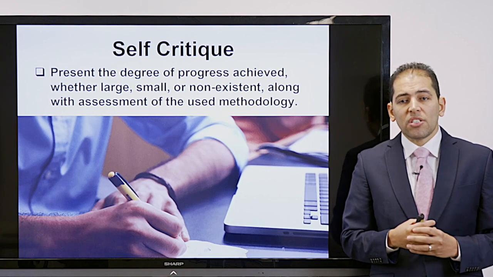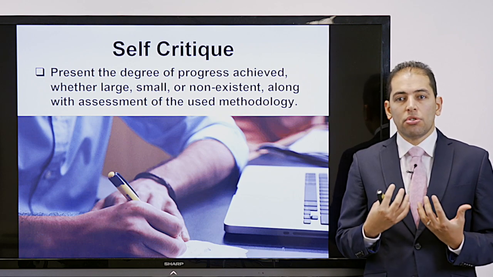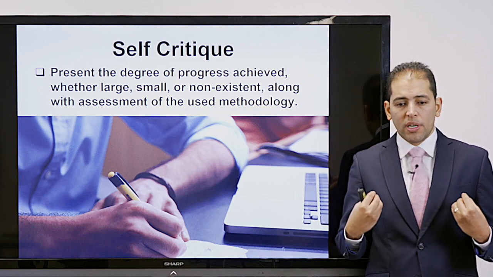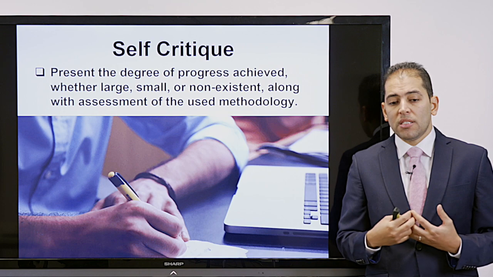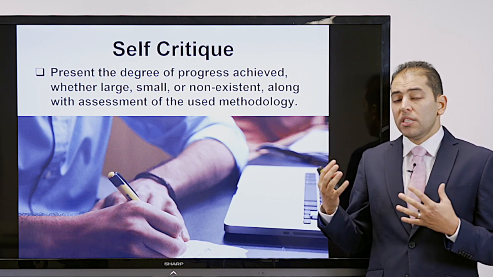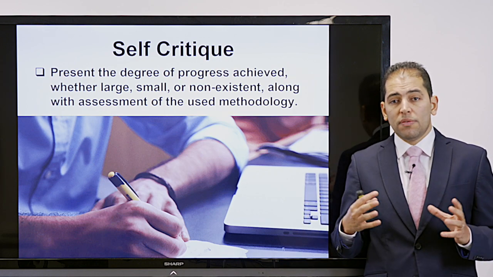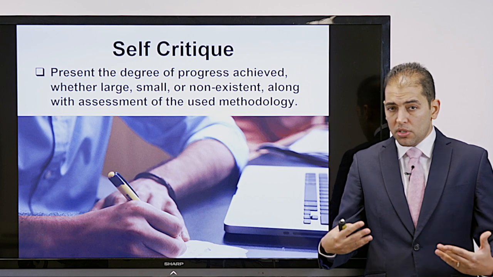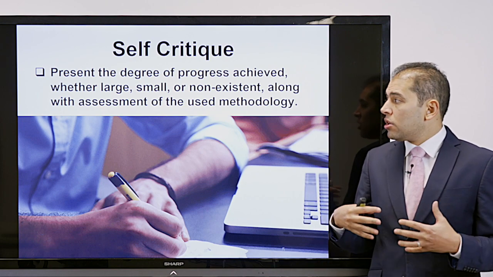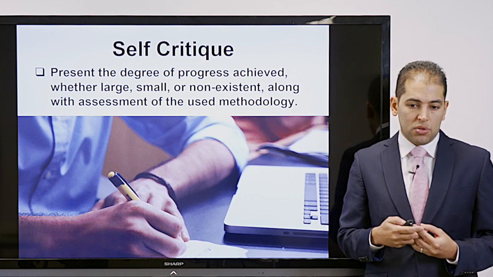Also, the discussion section is the place where you will exercise self-critique. You need to show that you can reflect on your work, and you need to present in this sense in the discussion section a degree of progress that was achieved, whether it is large or small or non-existent. You need to be honest. If you think there is no achievement, you can describe it in your discussion, along with the assessment of your used methodology for your research.